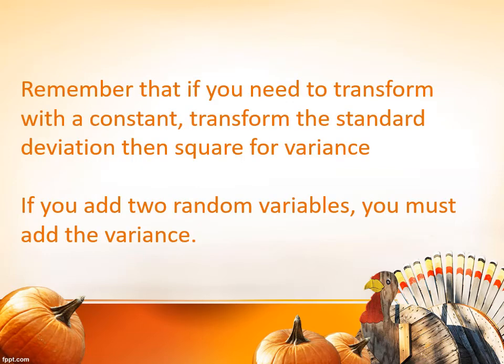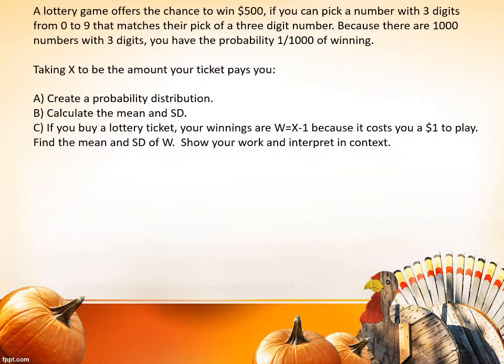So in words, remember that you need to transform with a constant, transform the standard deviation, then square for variance. So if you have to transform with a constant when we're adding multiple variables, transform the standard deviation first. So multiply the standard deviation, then square the whole thing to get the variance. If you're adding two random variables, you have to add the variance. So let's put this into practice.